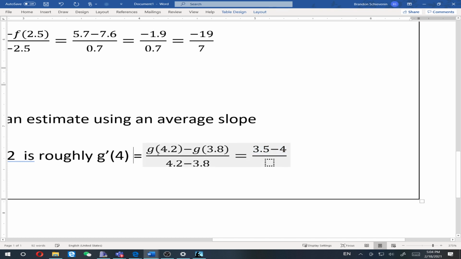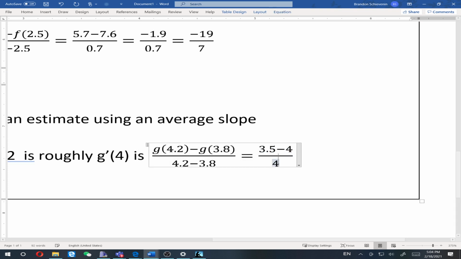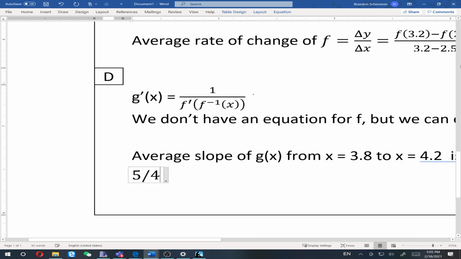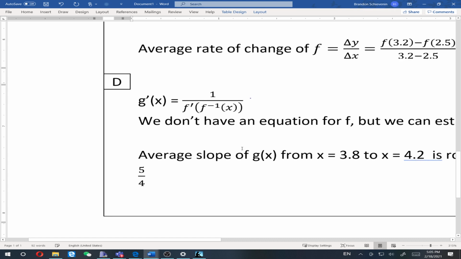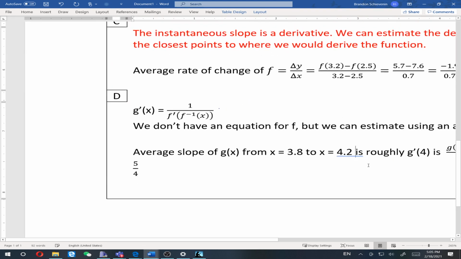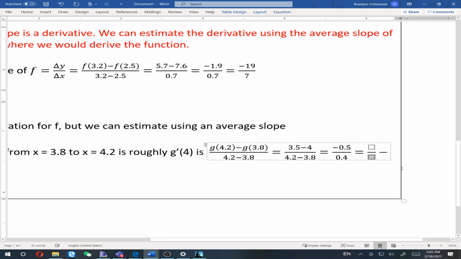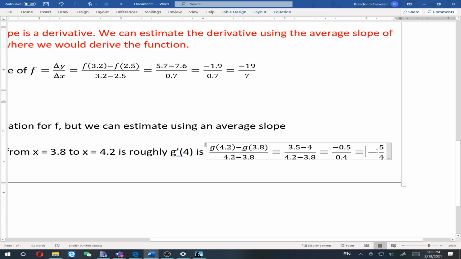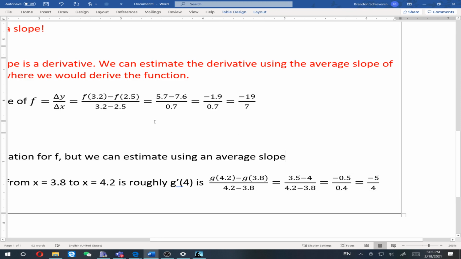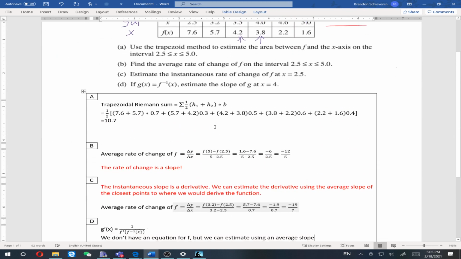Okay, let's zoom in so you guys can see. Okay, so this is going to give me negative 0.5 over 0.4. I'm going to multiply through by 10 to give us negative 5/4. Okay, just ran out of space there. There we go. Okay, any questions on part 1?